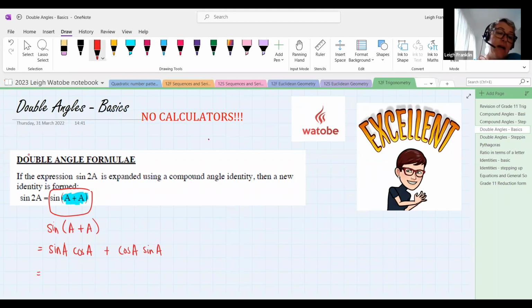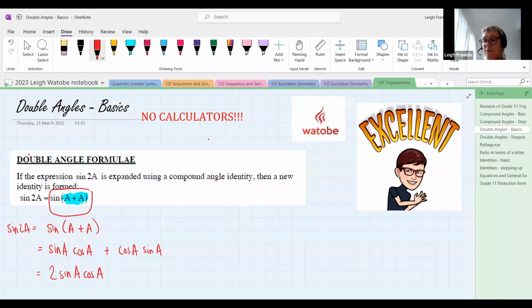Okay, they're both sine A cos A, so I can add them together. That gives me 2 sine A cos A. All right, so that's why we say that sine 2A, which is sine of A plus A, is 2 sine A cos A. That's where it comes from.